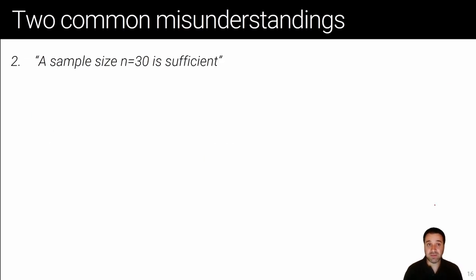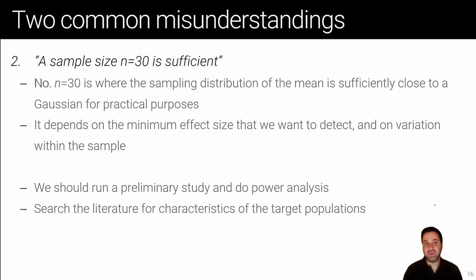And the second misunderstanding is this one that says something like a sample size of 30 is sufficient. Well, no. It turns out that n equals 30 is the point in which the sampling distribution of the mean is sufficiently close to a Gaussian for practical purposes. We don't need to know the details now. But the thing is, it depends on the minimum effect size that we want to detect. It depends on what is the effect that you expect, how large it is, and how much variation there is in the sample to begin with. How much variation do we have in the data?